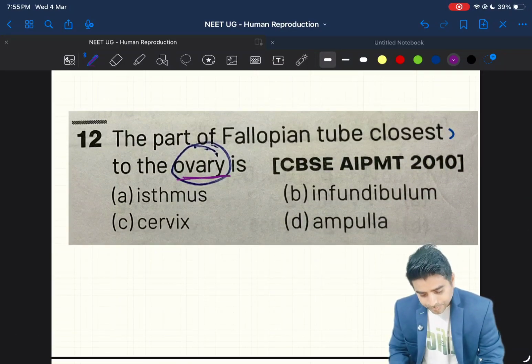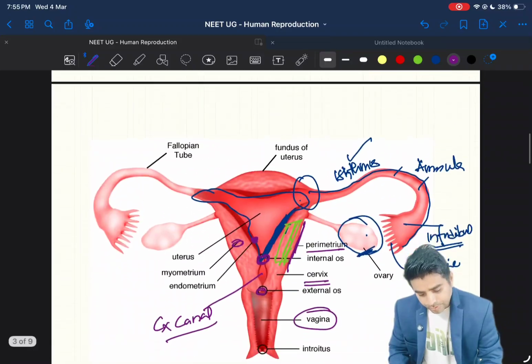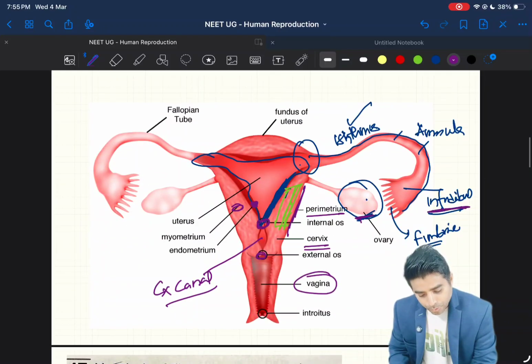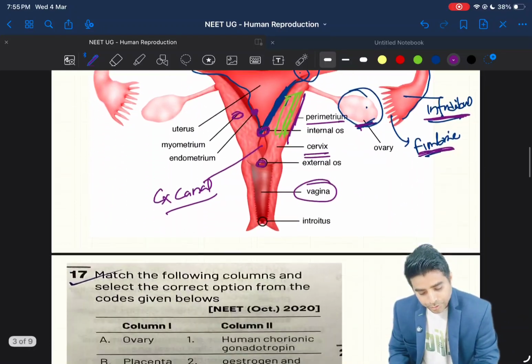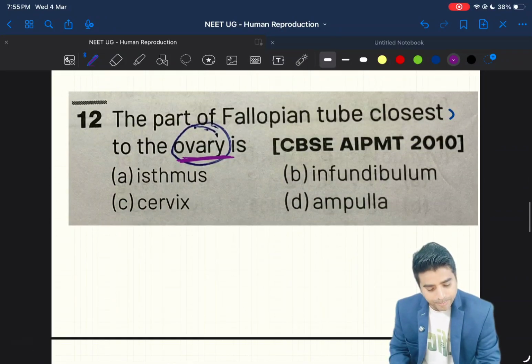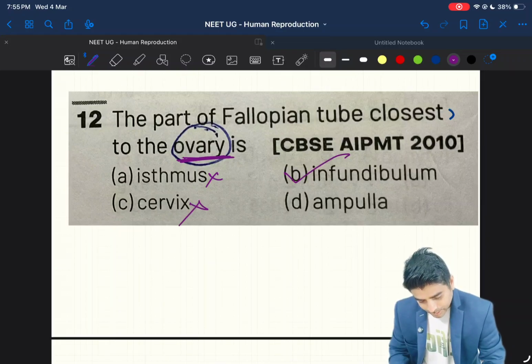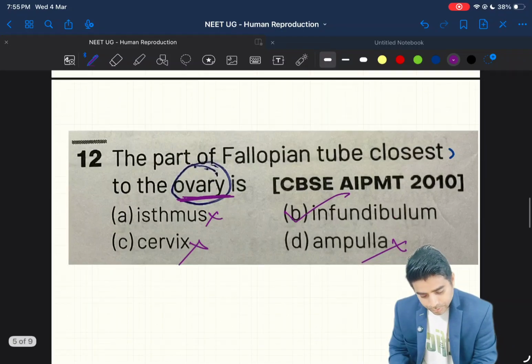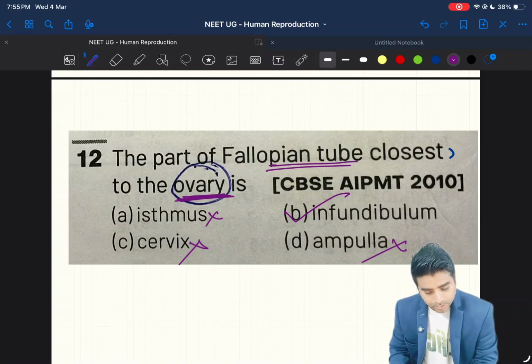So see the last MCQ. The part of the fallopian tube closest to the ovary. Remember, closest to the ovary. What is closest to the ovary? Closest to the ovary is either infundibulum or fimbriae, whatever there will be in the option, right? So let us see. They are giving isthmus, no. Infundibulum, yes. Cervix, no. Ampulla, no.